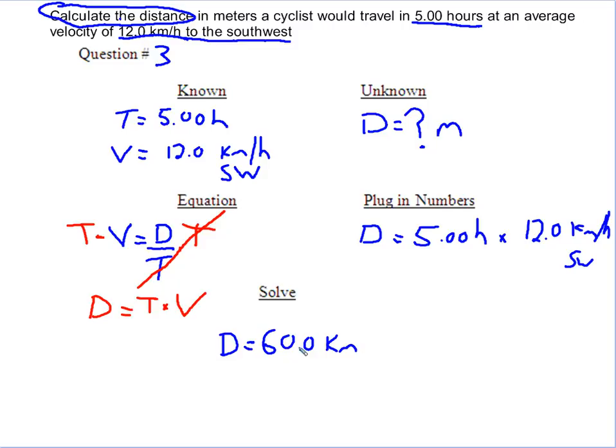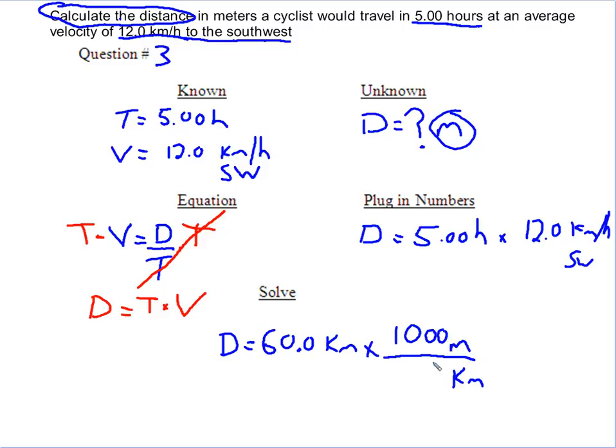Now we're almost done. Remember, our final answer needed to be in meters, not kilometers. So we have to make that simple conversion from kilometers to meters, and we do that by dimensional analysis. If we want the kilometers to cancel, we put that on the bottom and we put the meters on top. And how many kilometers are in 1 meter? Or how many meters are in 1 kilometer? There are 1,000 meters in 1 kilometer.